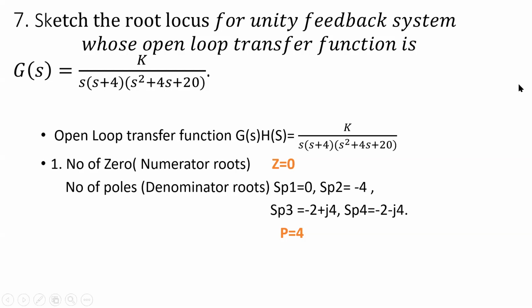Where do we get the zeros? We get the zeros from the numerator. The numerator will give the zeros; zeros are got from the numerator, poles are got from the denominator.